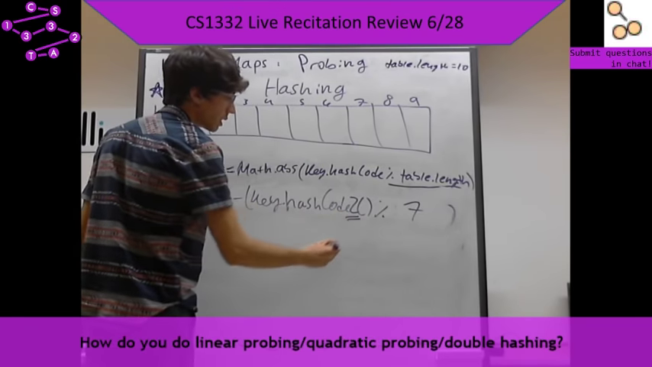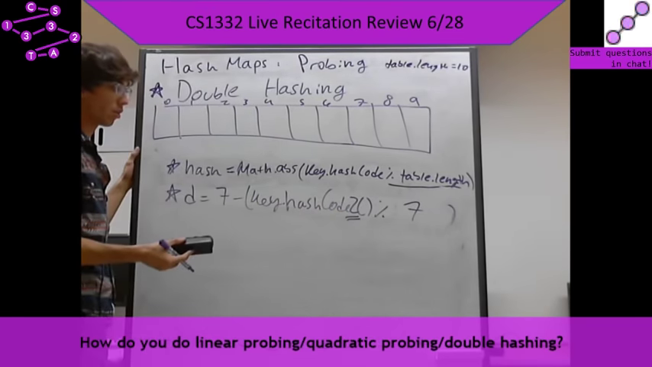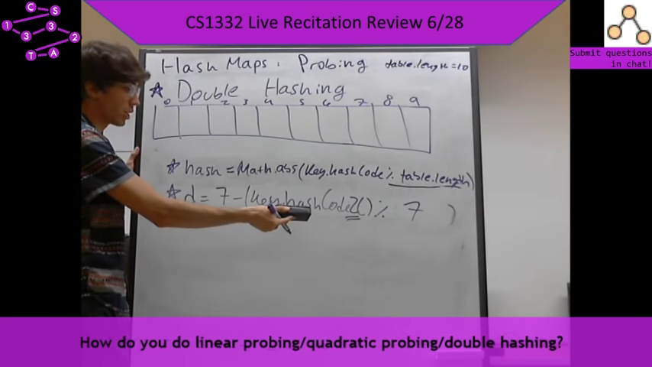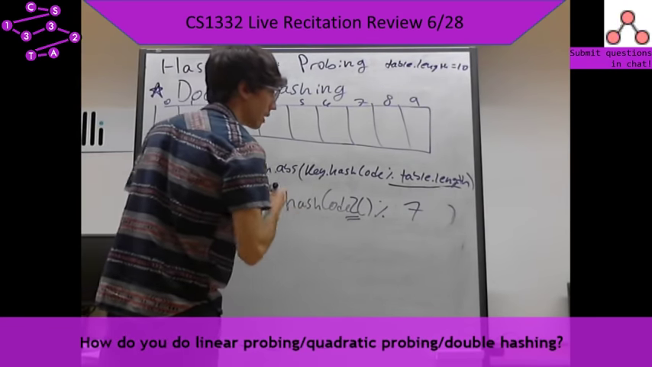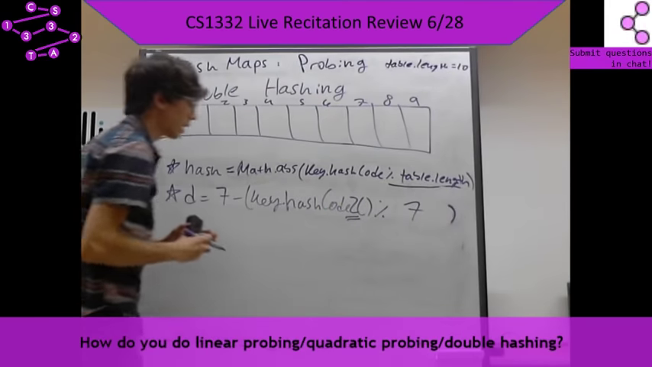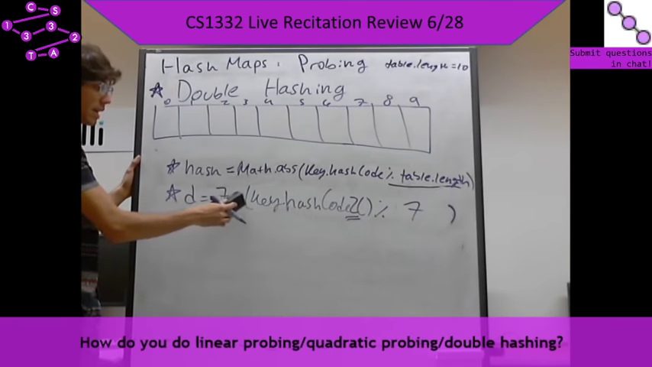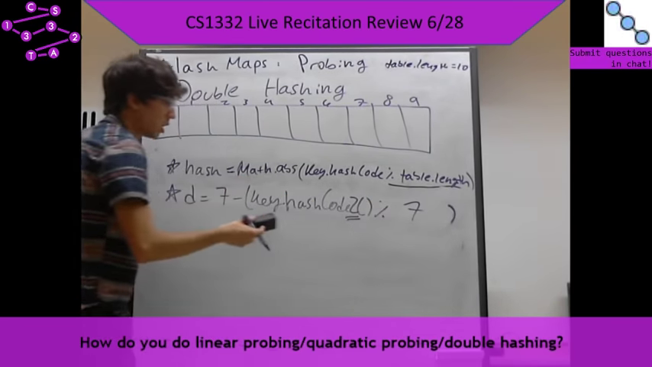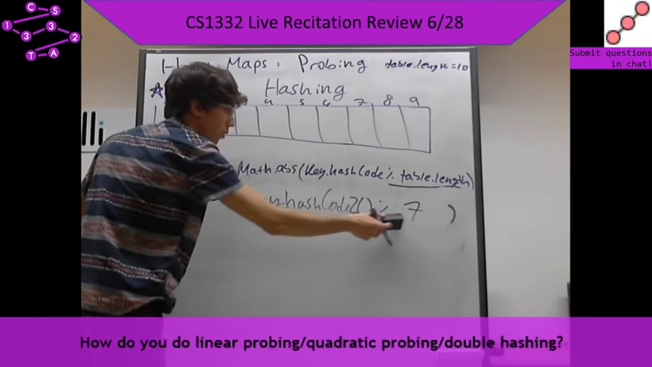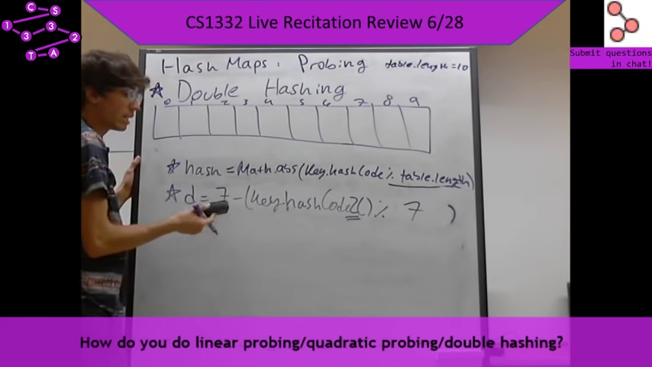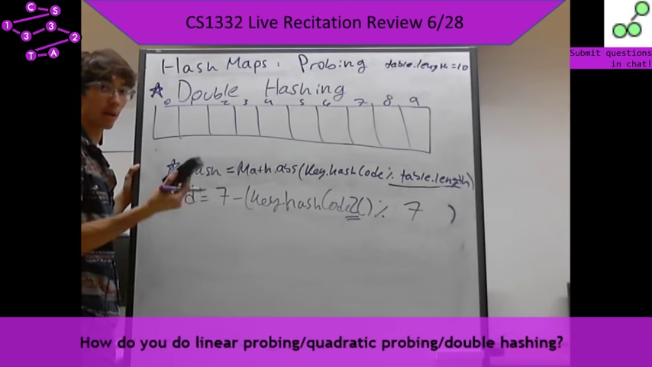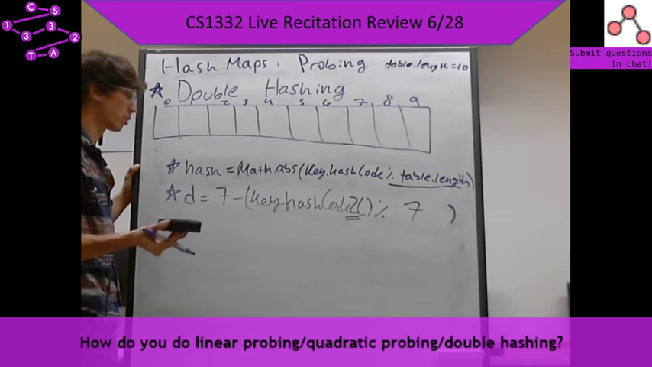Key.hashcode2. Notice this. This is not the same hash code, right? This is a different hash code function, right? And then we're modding it by 7. And what this guarantees us is we have 7 minus something modded by 7. So this number in here will never be 7, so we are guaranteed a positive number, right? Strictly positive, meaning 0 is not included, right?